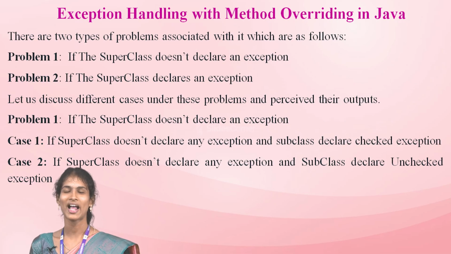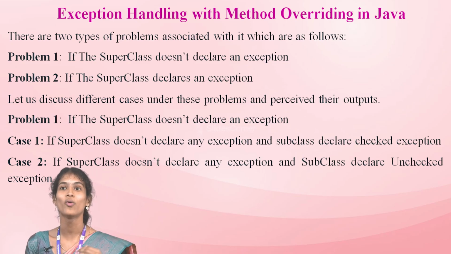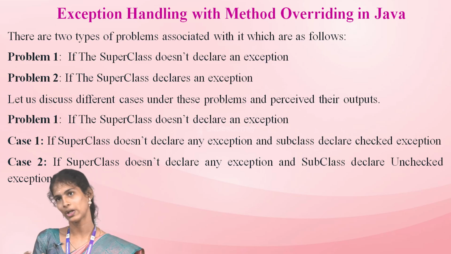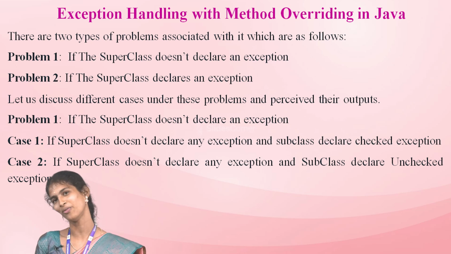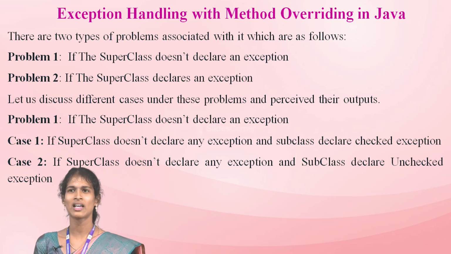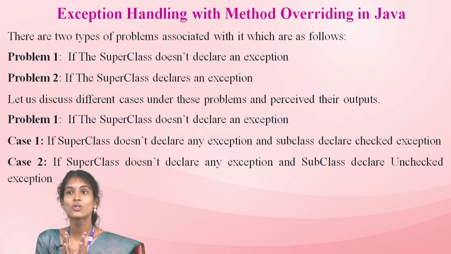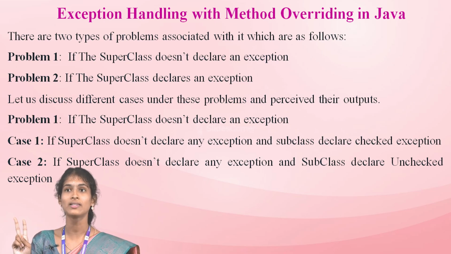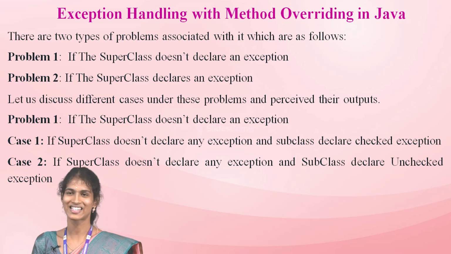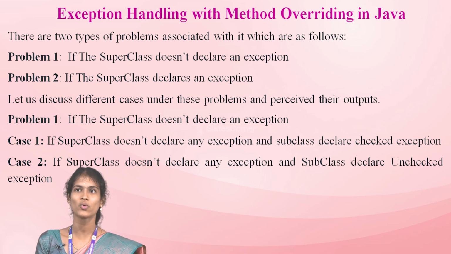Next, exception handling with method overriding. Exception handling involved with overriding can cause ambiguity, and the compiler gets confused as to which definition is to be followed. There are two types of problems associated with it, which are as follows. The first problem is if the superclass does not declare an exception. The second problem is if the superclass declares an exception. Let us discuss different cases under these problems and see the outputs.